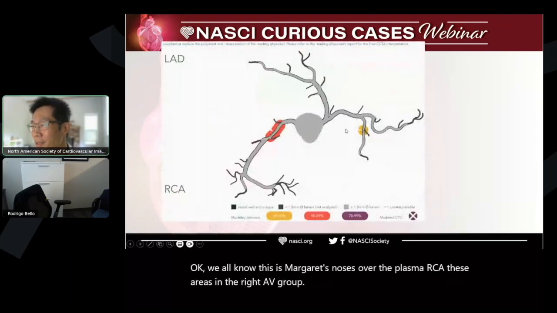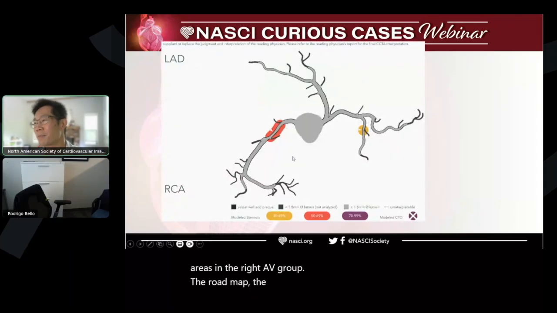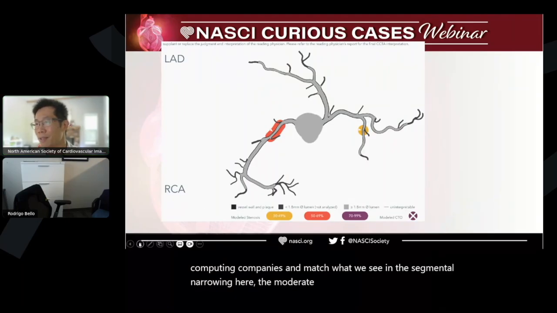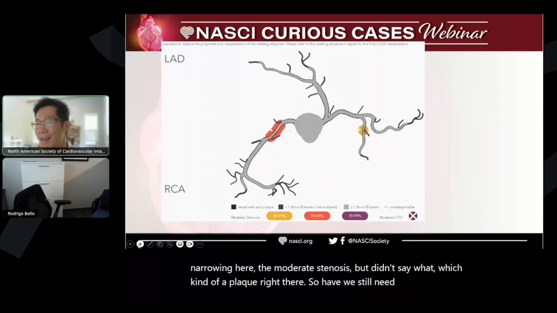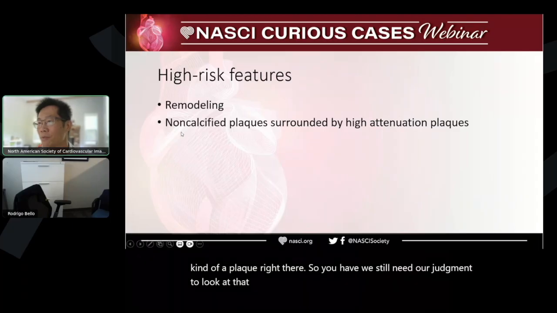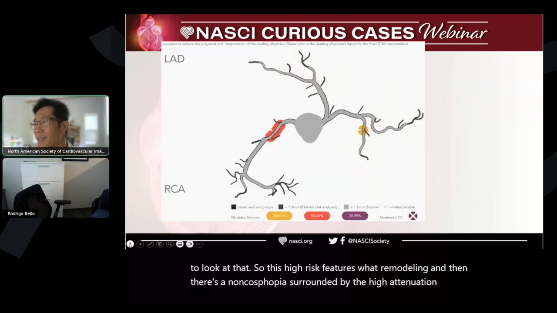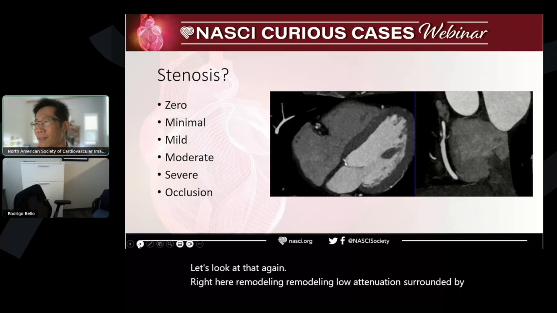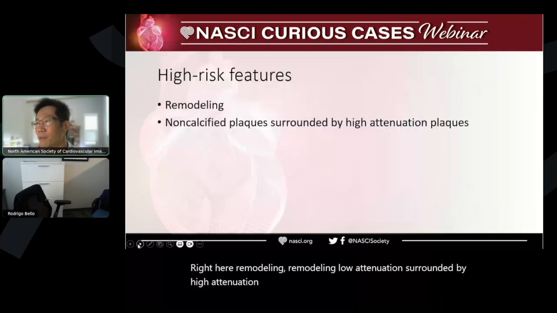The report from the AI, cloud-based computing company matches what we've seen here. Segmental narrowing here is a moderate stenosis, but it didn't say which kind of plaque, so we still need our judgment to look at that. So are there high risk features? Remodeling, and a non-calcified plaque surrounded by high attenuation plaque. Let's look at that again. Right here, remodeling, low attenuation surrounded by high attenuation plaques. Just keep that in mind. Those are the high risk features.